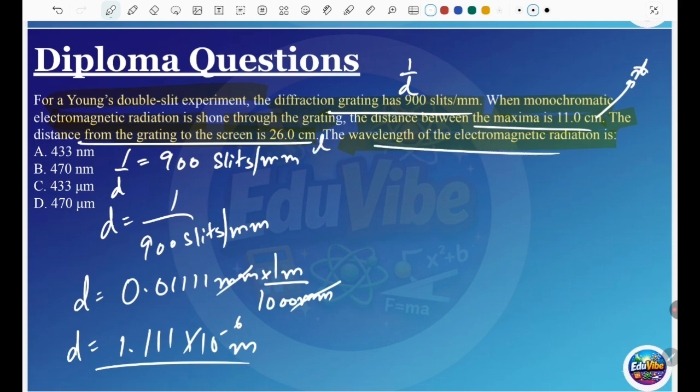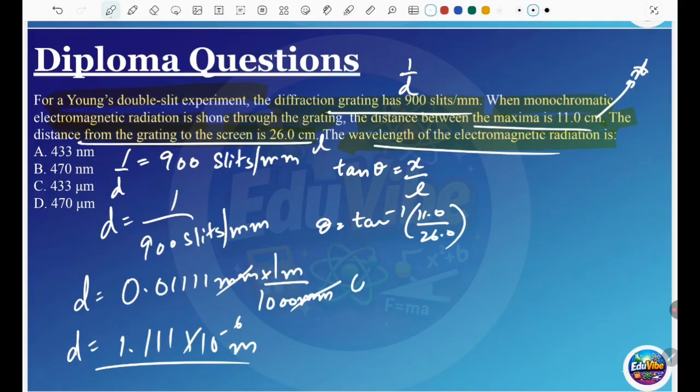Before finding the wavelength, we have to check whether the angle is greater than 10 degrees or not. For this you have x and L, so you can find the angle from here. Take the inverse tan of 11.0 divided by 26.0, and when you solve this you get about 22.932 degrees, which is theta greater than 10 degrees.